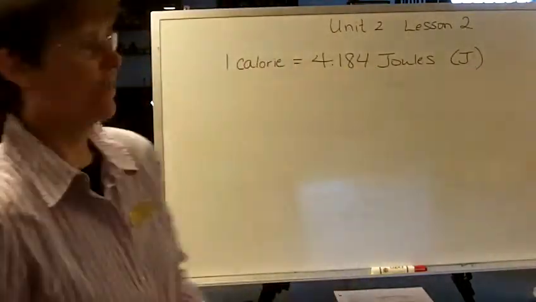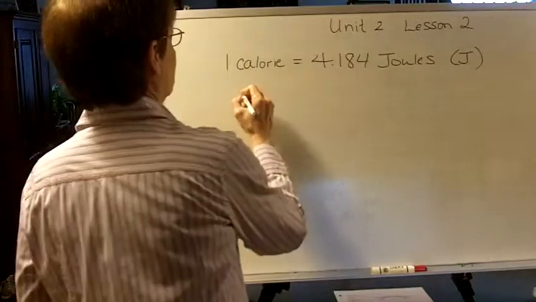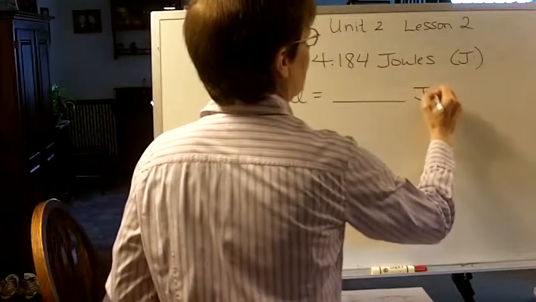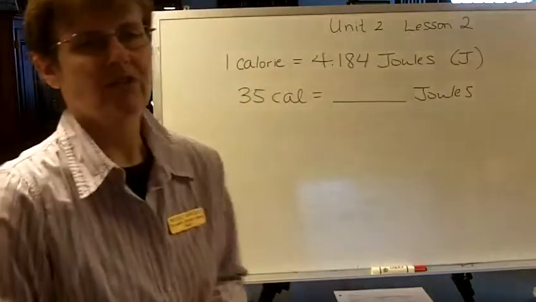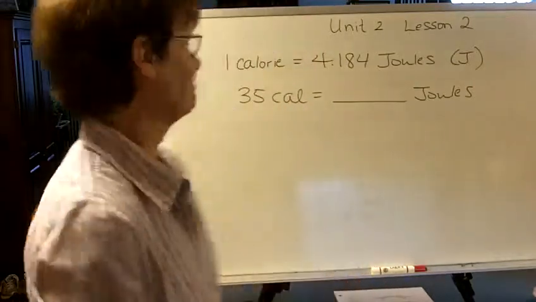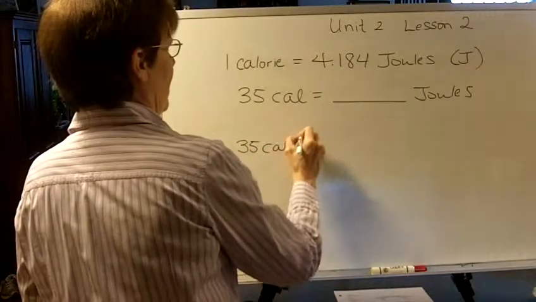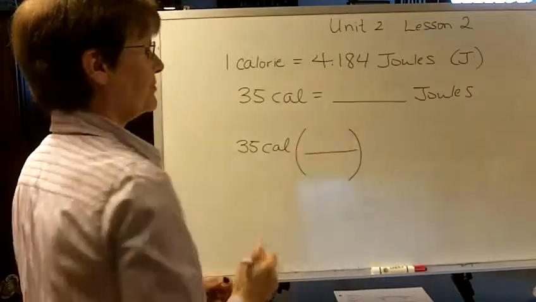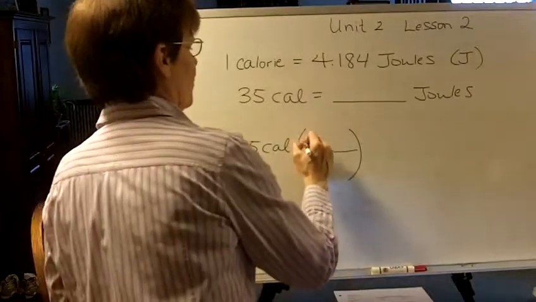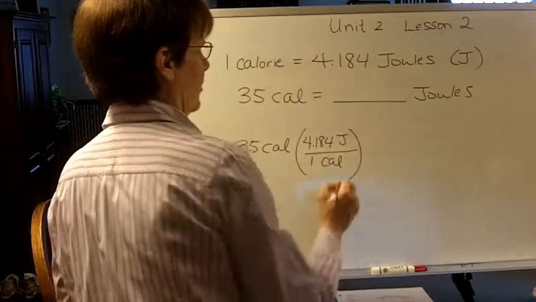I'll leave that up there so we can have it to refer to. But let's say that you're told that you have 35 calories, and you are asked to figure out how many joules of energy is in 35 calories. So first we'll use my method. I would say 35 calories, and then I would multiply that times a fraction. And the fraction is going to be my conversion factor. And I would put 4.184 joules on the top and 1 calorie on the bottom.